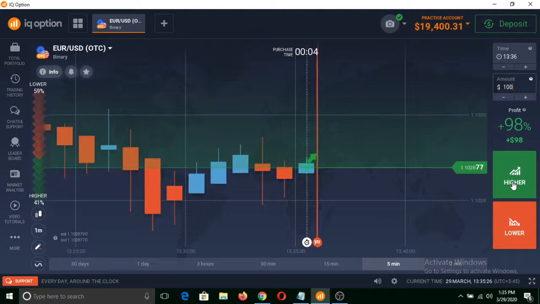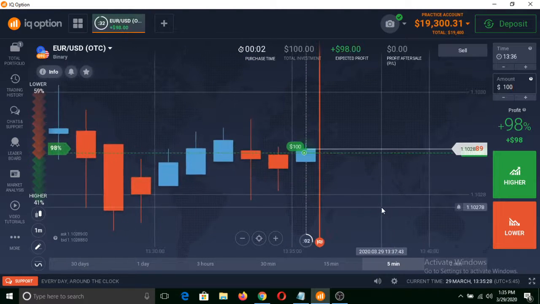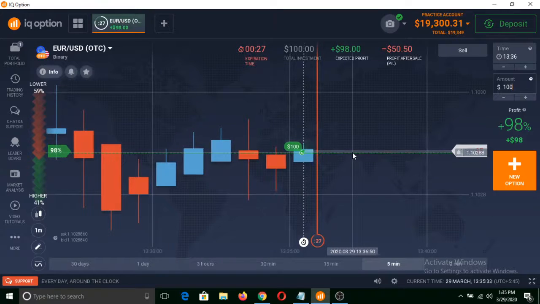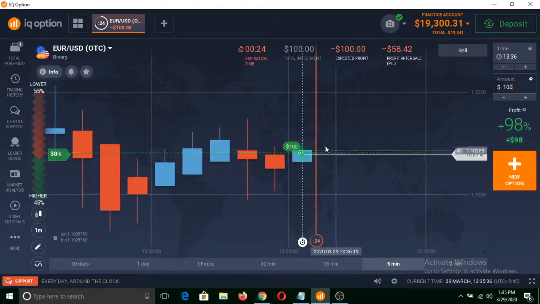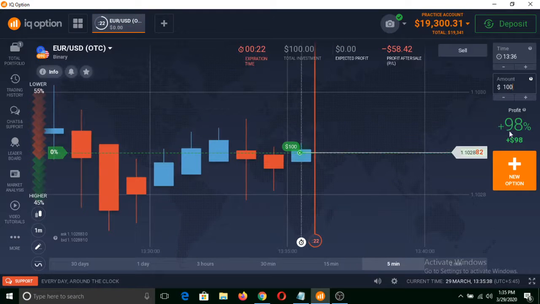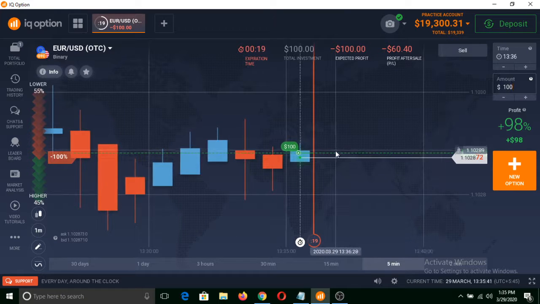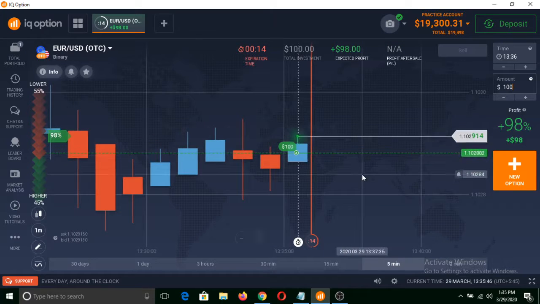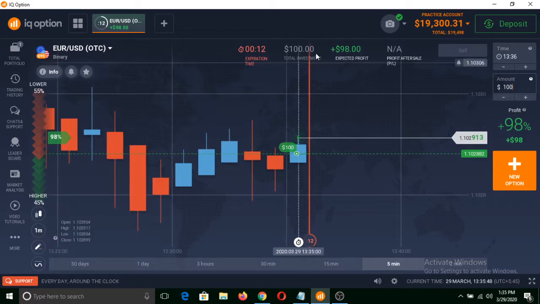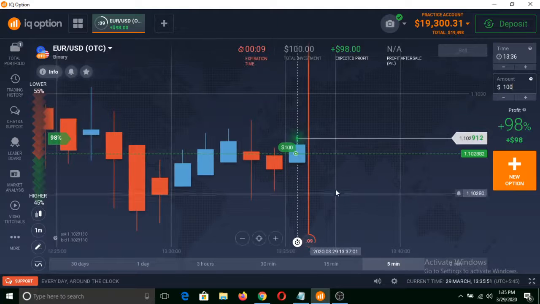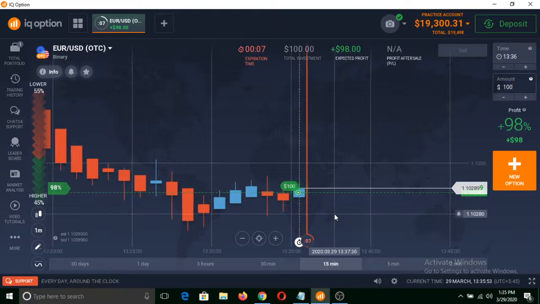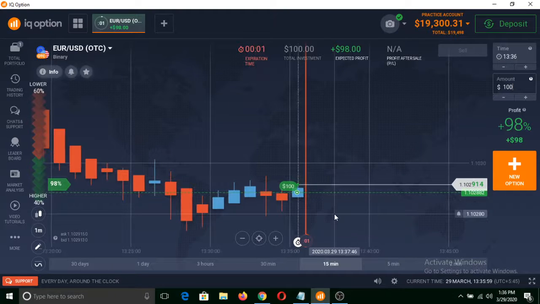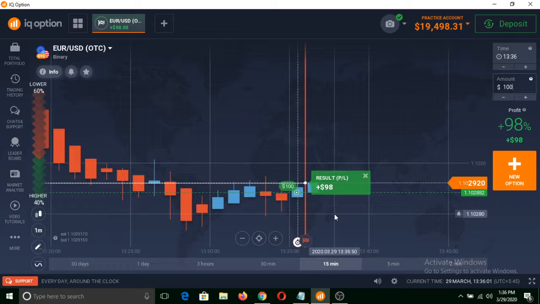Now we will make another trade, of higher. You can see a green line at this point, and if the price of this asset remains above this green line, then we will get a $98 profit, and if the price of this asset closes below this line when the expiration time is over, then we will lose our total invested amount, that is $100. Now let's wait and see what happens in this trade, and I will talk about another interesting thing related to binary options.